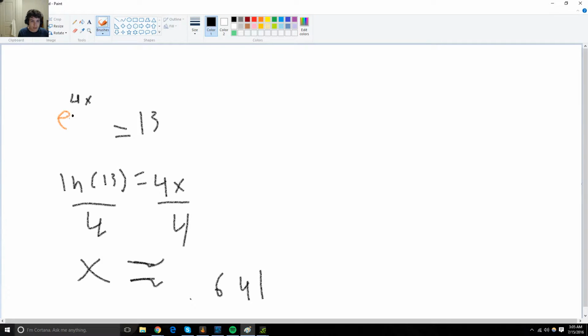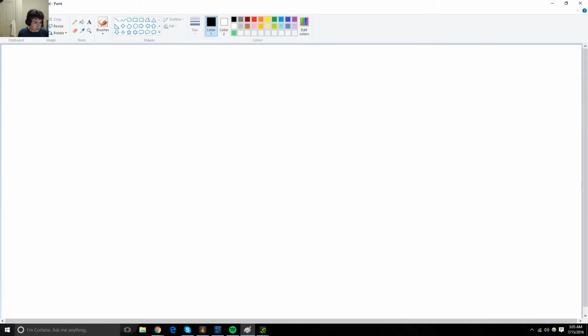Step 1, this is what you start with. You convert it to a logarithm by doing log base e, which is just ln. And then this part is just the answer, and then the exponent. Then you divide both sides by 4, so you get ln 13 over 4. And then you just plug that into your calculator, and that's what x is. Alright. Hell yeah. Next.